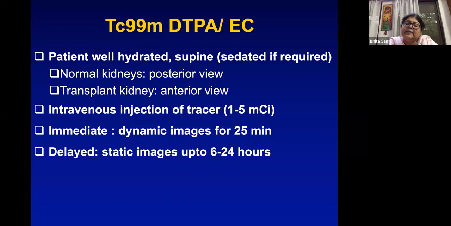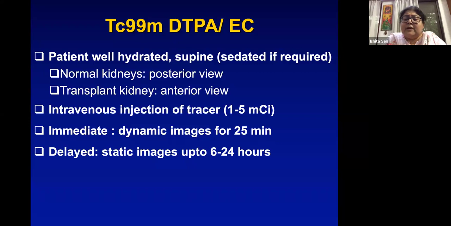The scan is done with the patient in a supine position. Earlier, we used to have gamma cameras where we could scan the patient in a sitting position, and that was actually considered a better modality because gravity-assisted drainage would also be part of the process. The kidneys are scanned from the back. Nowadays, with most of the cameras being dual-head cameras, it is usually not possible to scan a patient in a sitting position.